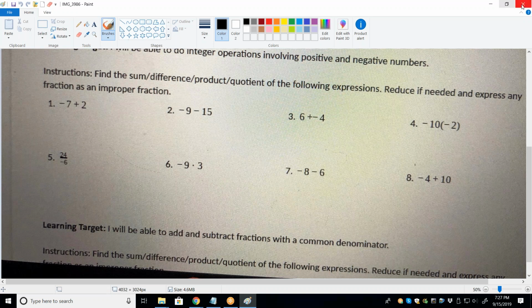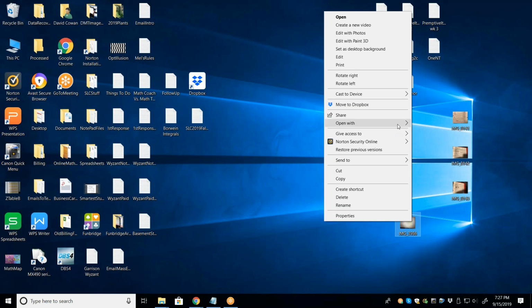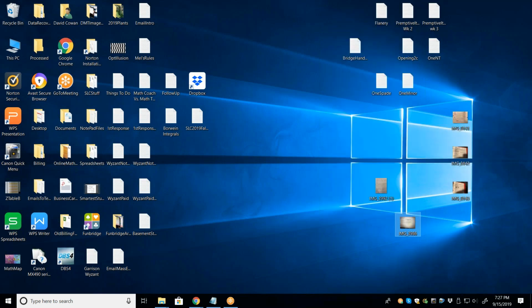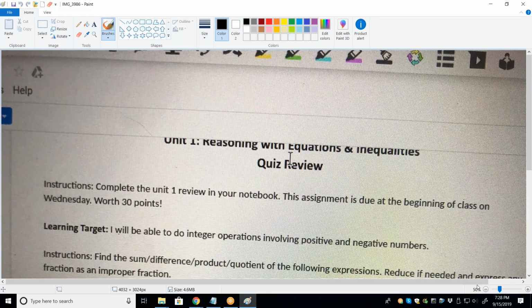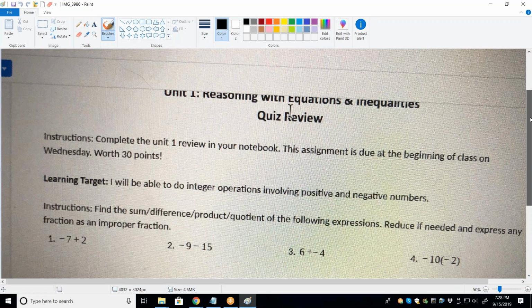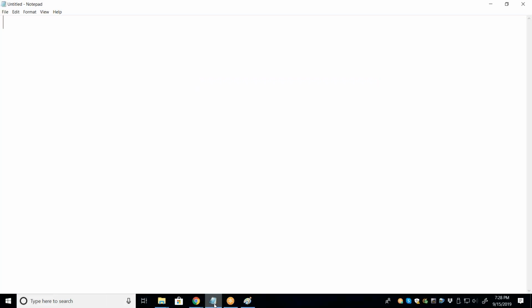You want me to open the second page before I do that? Sure, yeah. Let's see what's on that. This looks like the same page. Okay, I see down at the bottom, learning target: I will be able to add and subtract fractions with a common denominator. Should we work on that? Yeah. Okay. I can certainly make up problems, so I don't need problems from you.